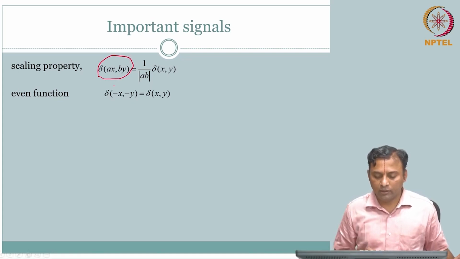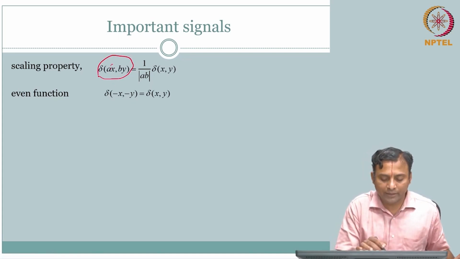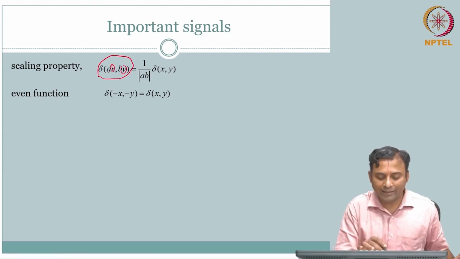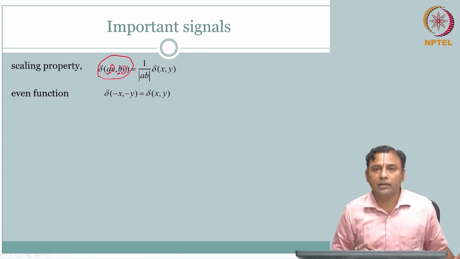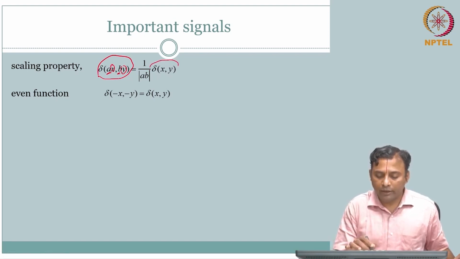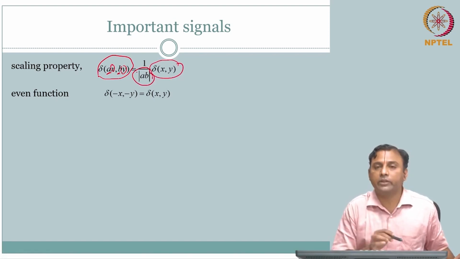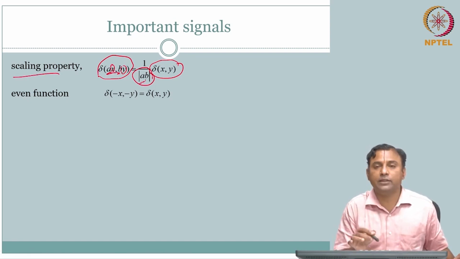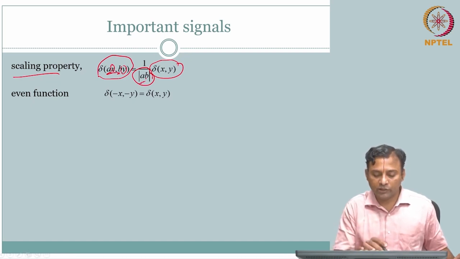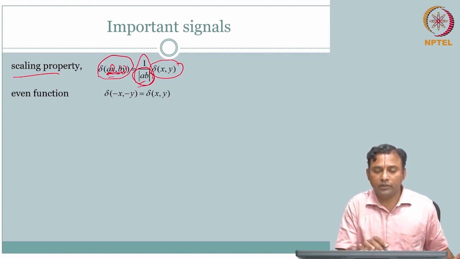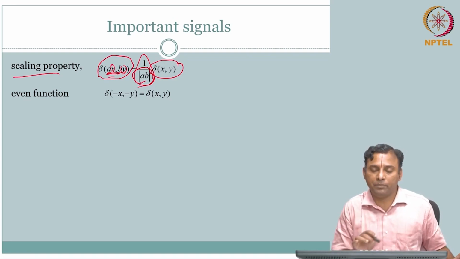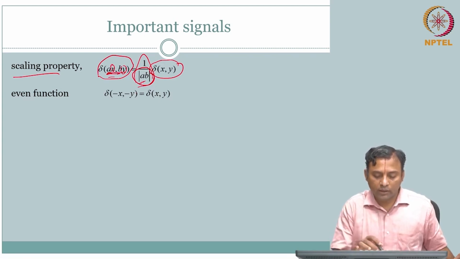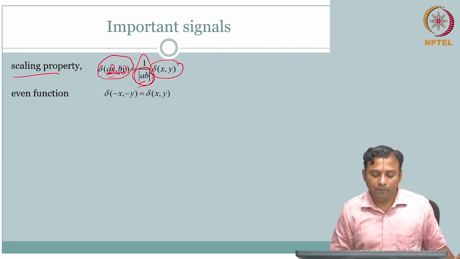We had only x and y before, but if you scale the axes, if you do ax and by, then you will get delta of x comma y with a factor here. So it is the scaling property. If you scale the axis, the value gets scaled. This is your axis scaling, and this is your amplitude. If you scale here, it gets divided by this value so as to keep the energy constant. So this is your scaling property.